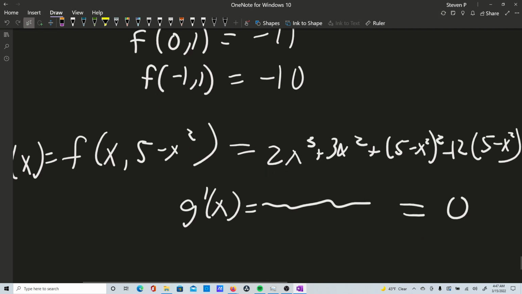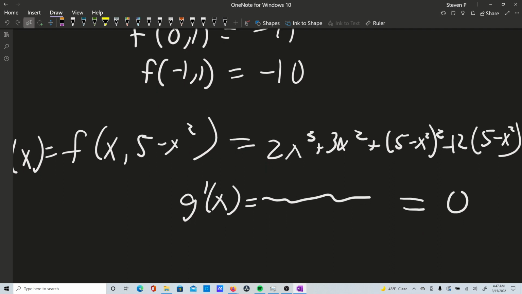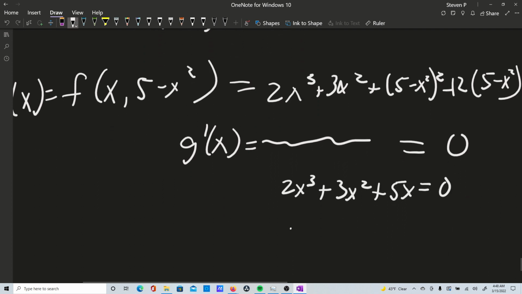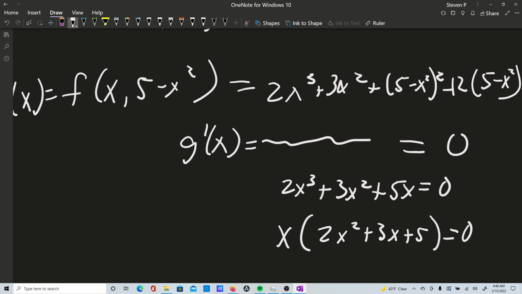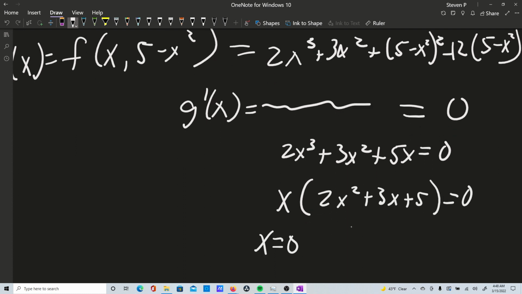I'll let you do the calculation yourself, but I get that once I reduce this a bit, 2x cubed plus 3x squared plus 5x is equal to 0. And so this happens when either x is equal to 0 or 2x squared plus 3x plus 5 is equal to 0. One of our solutions is when x is equal to 0, and the other is whatever value of x satisfies this quadratic equation. But as it turns out, if you plug into the quadratic equation, this has no real solution. So this is the only one we need to care about.